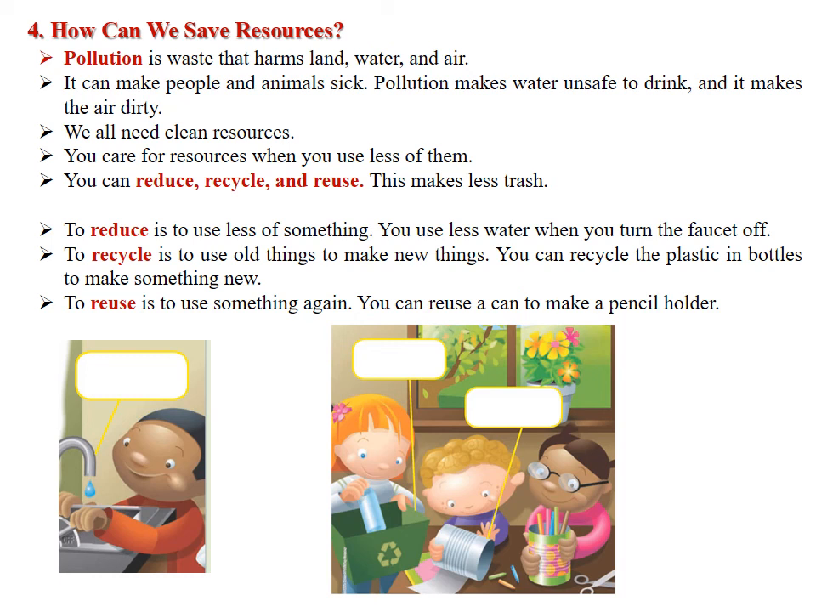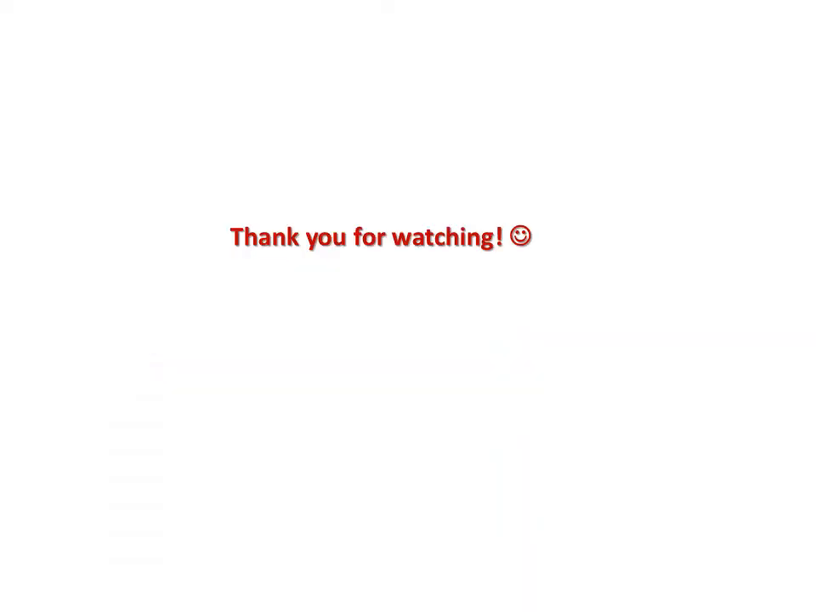Now, in the first picture on the left, we can see that the boy is reducing the consumption of water, and reduce is a way that we can use to save our resources. In the second picture, the girl is recycling, and recycling is to use old things to make new things. So this is a way we can use to save resources also. The boy is reusing a can to make a pencil holder, and this is a way we can use to save resources.